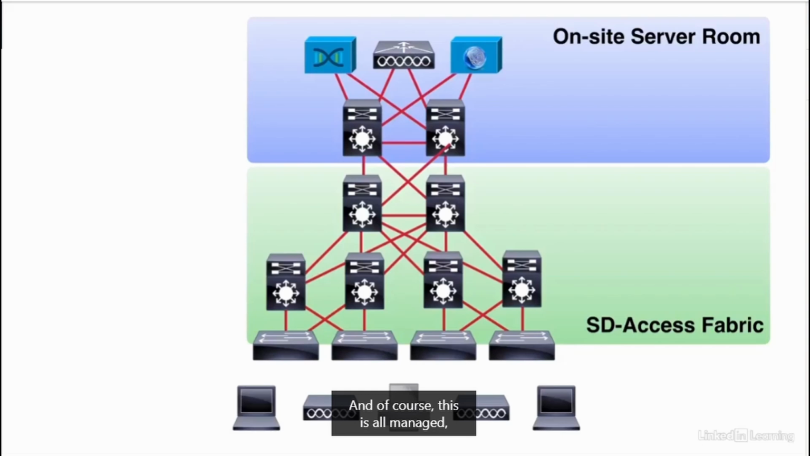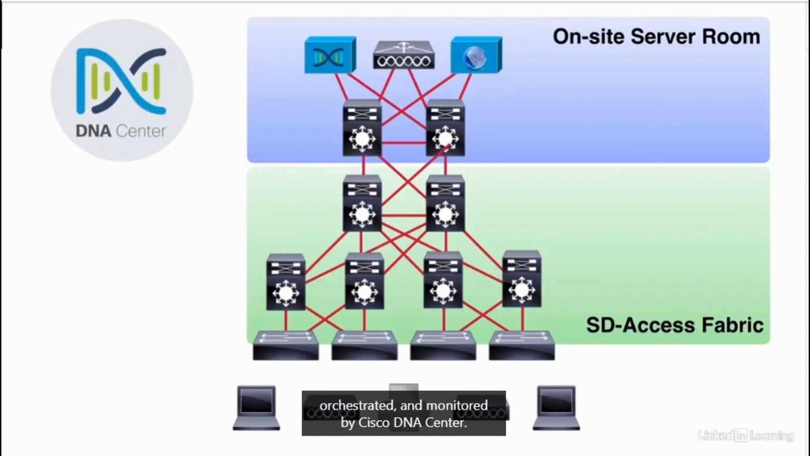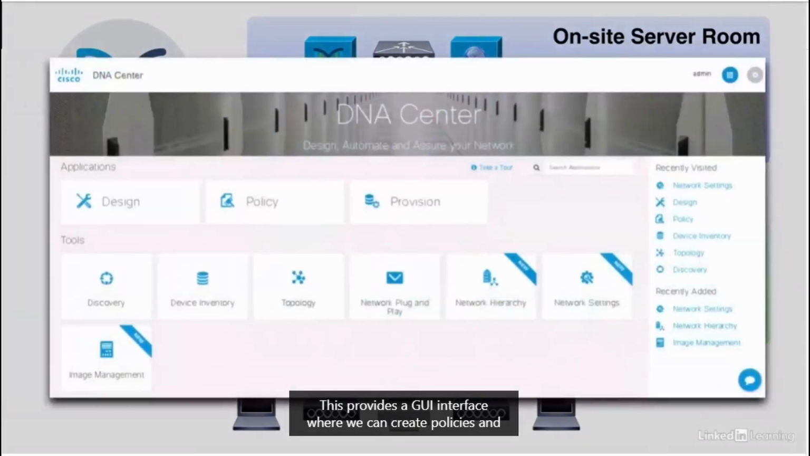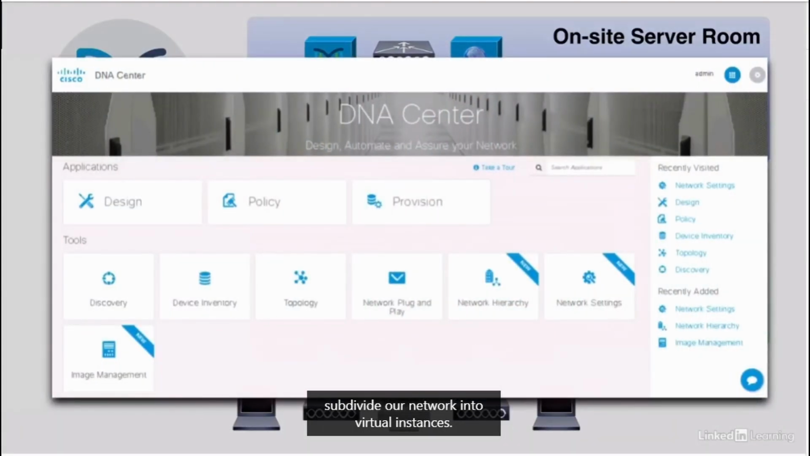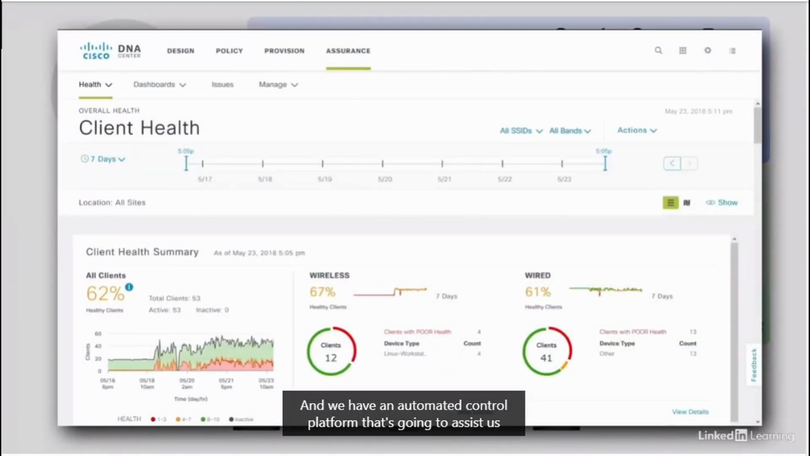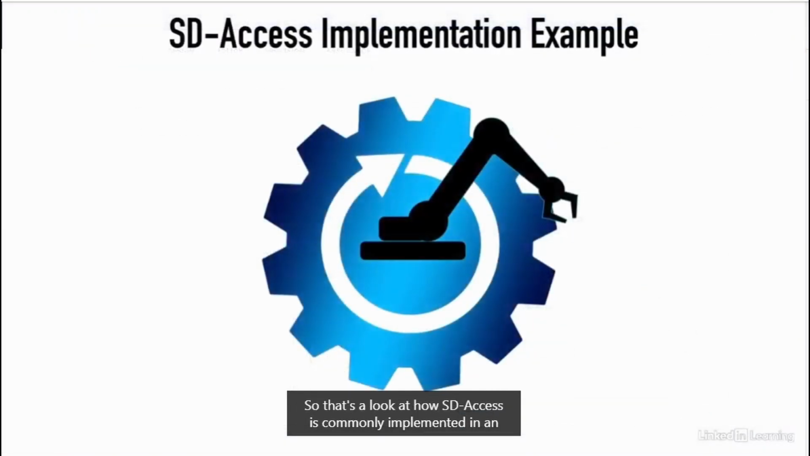And of course, this is all managed, orchestrated, and monitored by Cisco DNA Center. This provides a GUI interface where we can create policies and subdivide our network into virtual instances. And we have an automated control platform that's going to assist us with configuration and device provisioning. So that's a look at how SD Access is commonly implemented in an enterprise environment and how it interacts with traditional physical network devices to help us improve our networks and to make management of the networks much easier.